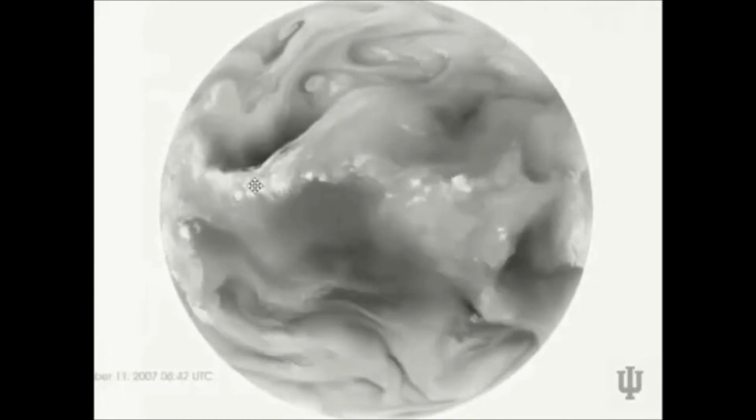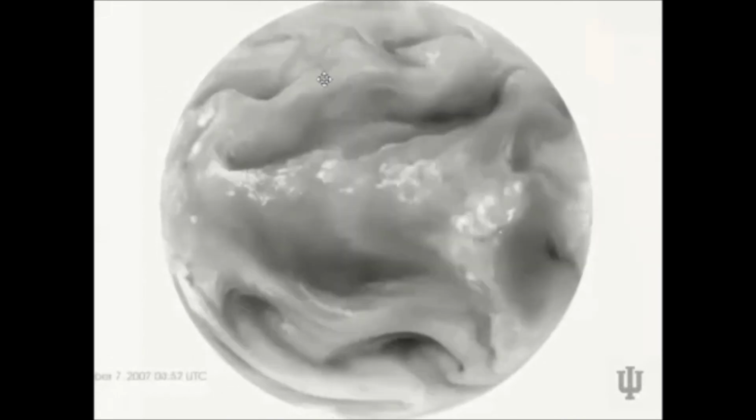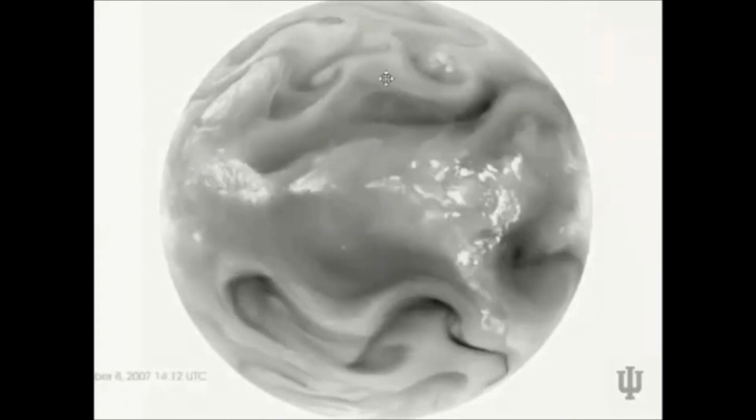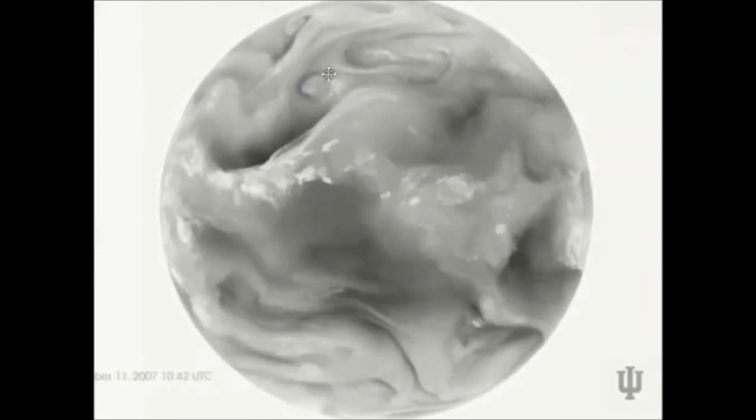Just by looking at which direction they're spinning, we can identify if they're a low pressure or high pressure. And so that one, let's see here, that one's spinning. Notice what direction it's spinning? Counterclockwise. And so that's a low pressure, low pressure, low pressure.